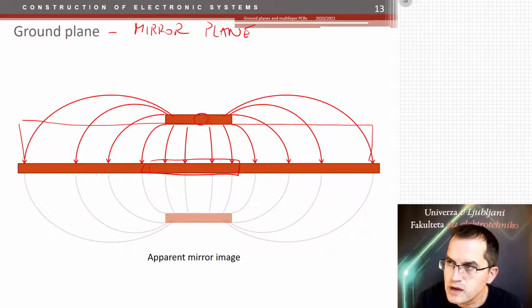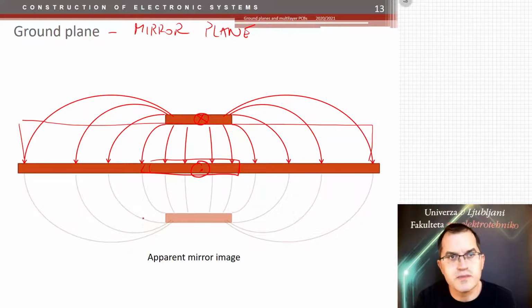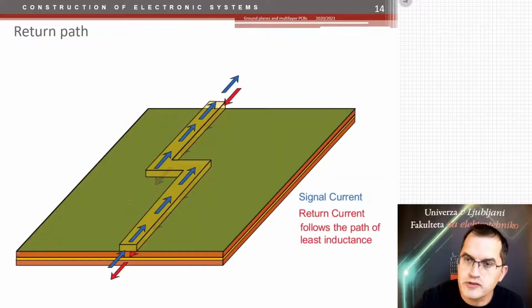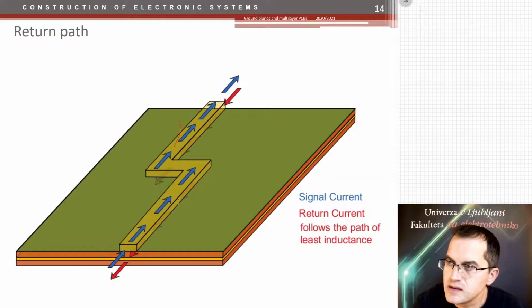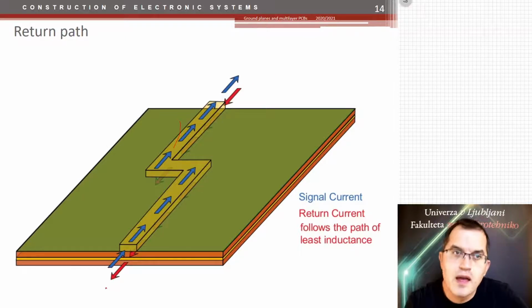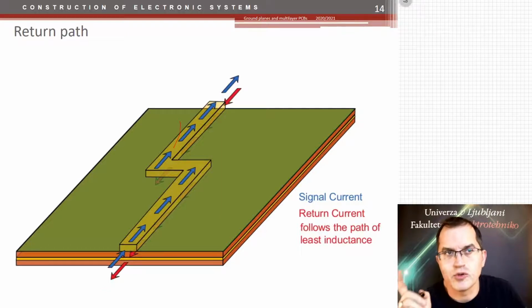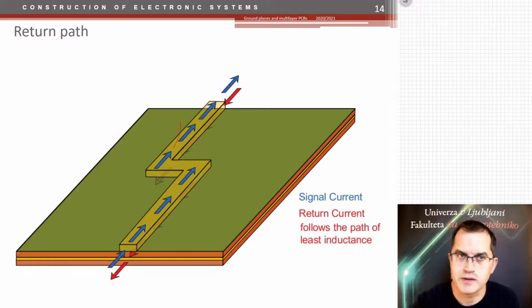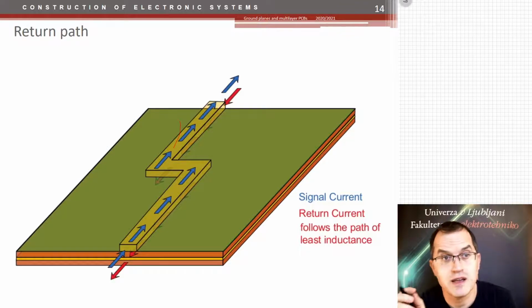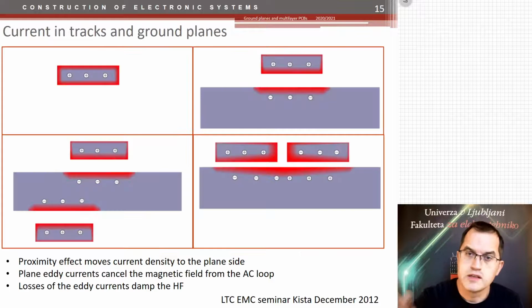So if we have a current that flows inside this line, the return current flows back in the other direction, just below the original line. If the track is then taken on the PCB in different directions, the return current always follows the route of the track. But here I'm talking just about high frequency return currents, because at high frequencies this proximity effect takes place.